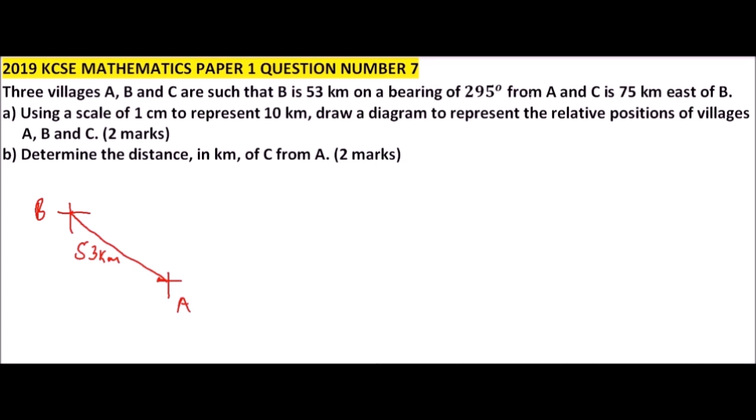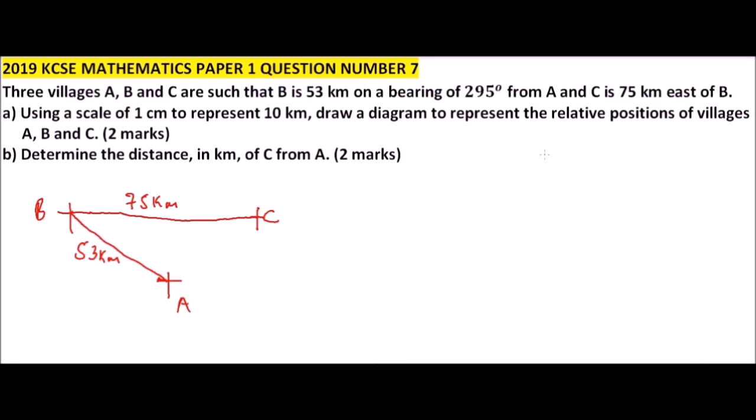Then we are told C is 75 kilometers east of B. So the east side is this. So it means that the position of C is to the east of B. So this is the position of C. You can put your compass there, and this is 75 kilometers. So those are the relative positions of the villages.